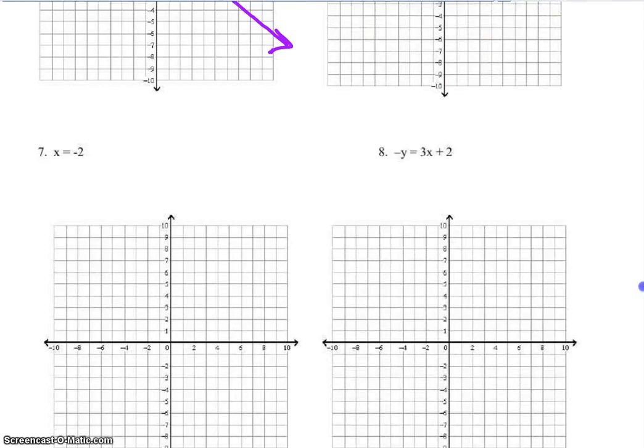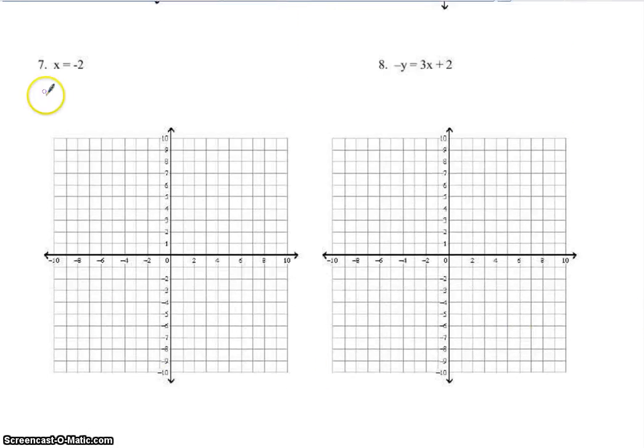So looking at number 7, x is equal to -2. It's got to cross the x-axis at -2. To cross the axis, it makes it have to be a vertical line. X equal and y equal will never be a slanted line. It's always horizontal or vertical.